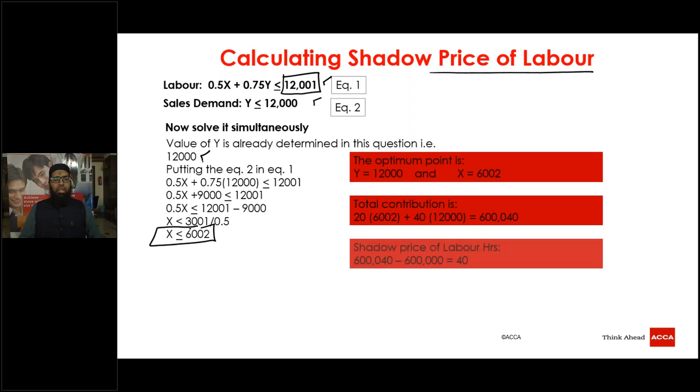And finally, we will be able to calculate the shadow price. So the shadow price of labor will be the total contribution after adding one resource, which was 600,040, minus the total contribution that we earned before adding one resource, which was 600,000. So the shadow price over here is $40.